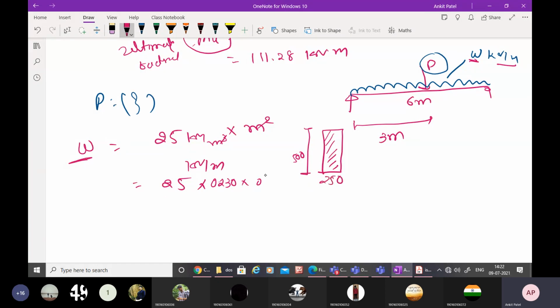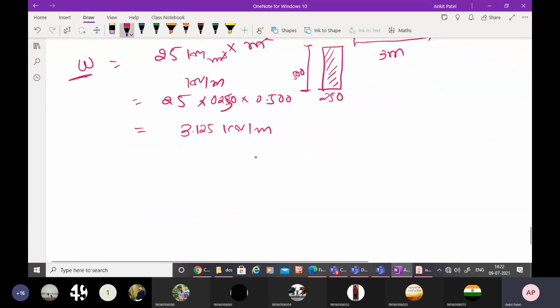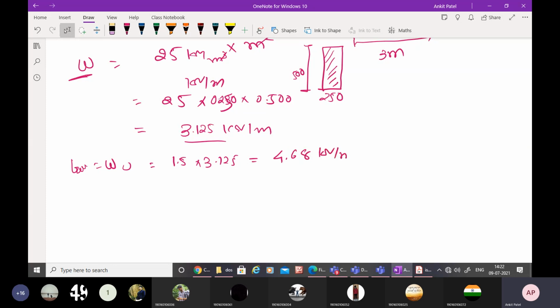Now over here you have to just use 250 into 0.500. So you will get the answer, and that is equals to 3.125 kilonewton per meter. But this is unfactored. So we have to multiply it with the factor to convert it to the ultimate load, that is the factored load, that is equals to 1.5 times 3.125, because your moment is a factored moment. So 4.68 kilonewton per meter.